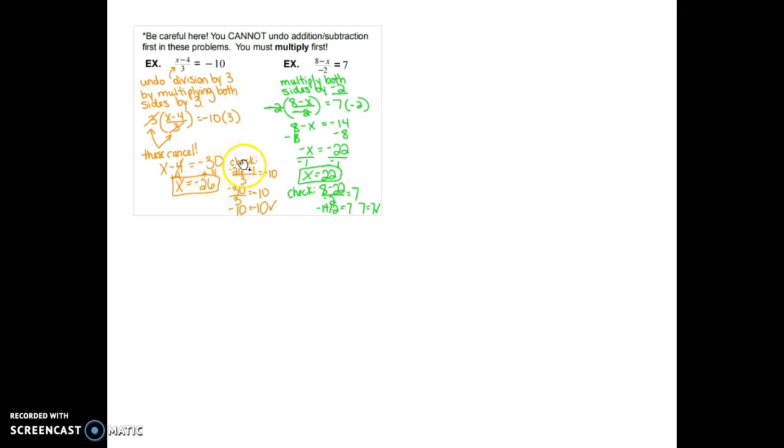Again, check your answer. Plug negative 26 back into your original equation for x. So negative 26 minus 4, all of that is being divided by 3. And I want to check to see if that all is going to give me a negative 10. And in this case, it does. Negative 26 minus 4 is a negative 30, divided by 3 is actually negative 10. So that checks out as well.